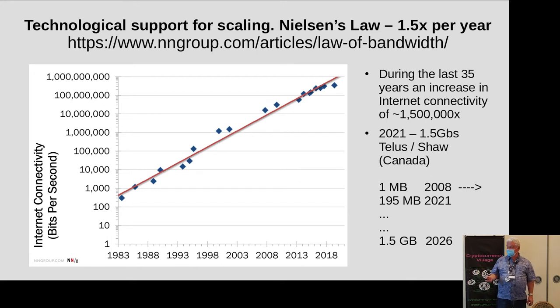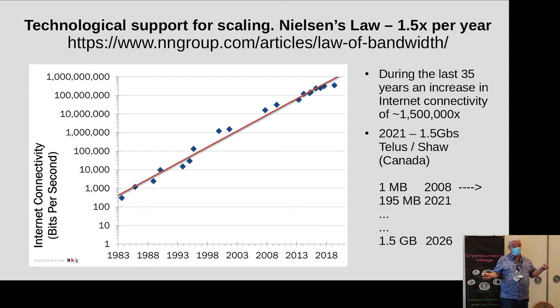Now, this is Nielsen's law. What Nielsen's law says is basically 1.5 times a year. So bandwidth grows by 1.5 times every year. It followed this pattern pretty closely. This latest data point is from 2019, and if you extrapolate it out, we get about 1.2, 1.3 gigabits per second today.